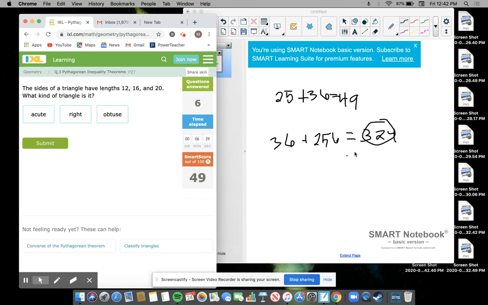So that's what you're doing today, just setting up those equations and basically using the inequality theorems to say, all right, which side's bigger? Oh, if they're equal, they're right. If the C value is bigger, it's obtuse. If the A and B values added together are bigger, it's acute.